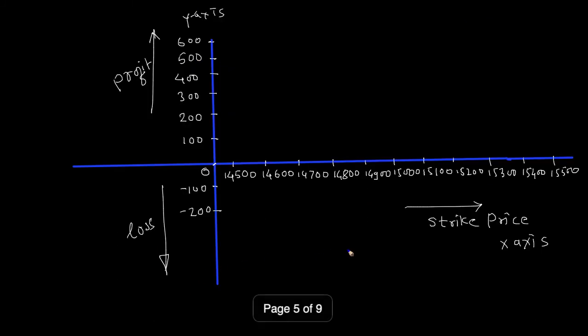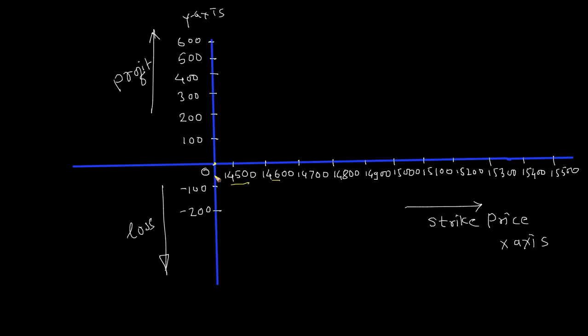So let's draw the payoff graph for this. As I said, this will be the strike price of Nifty on the x-axis. I'm starting my strike price from 14,500, then 14,600, 14,700, up to 15,500. Of course, you may start the strike price elsewhere, but I started from 14,500. On the y-axis I have the profit: 100, 200, 300, and the negative values indicate the loss.